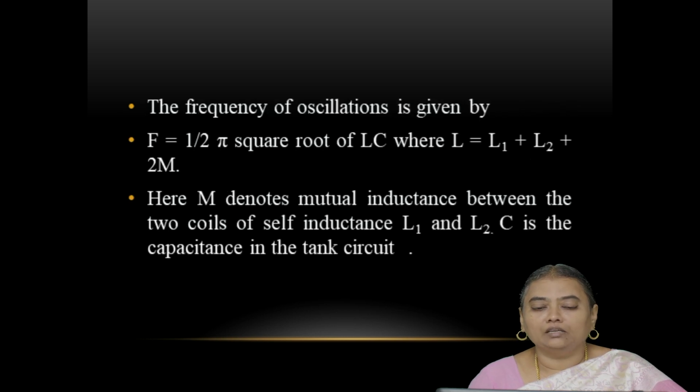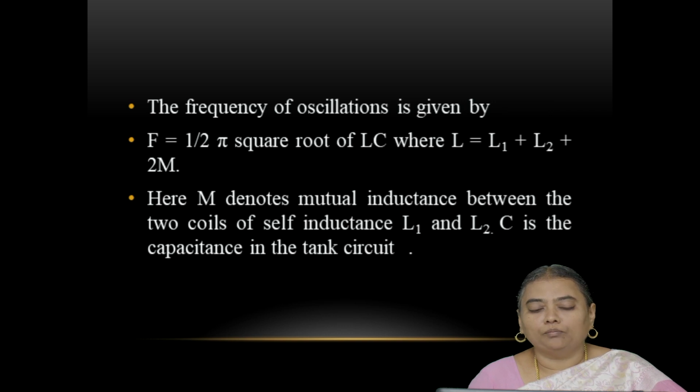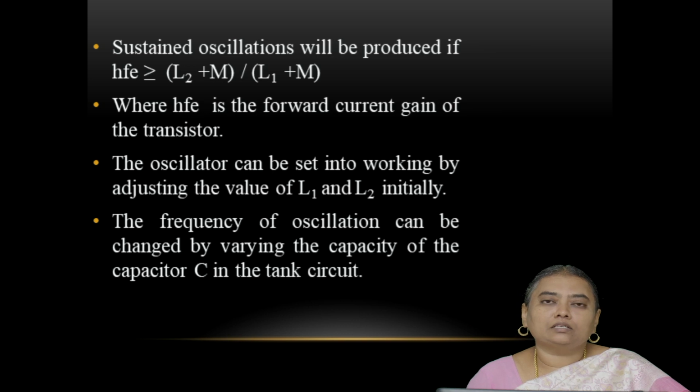The frequency of oscillation is given by f is equal to 1 by square root of LC, where L is equal to L1 plus L2 plus 2M. Here M denotes the mutual inductance between the two coils of self-inductance L1 and L2. C is the capacitance in the tank circuit. Sustained oscillations will be produced if HFE is greater than or equal to (L2 plus M) divided by (L1 plus M), where HFE is the forward current gain of the transistor.